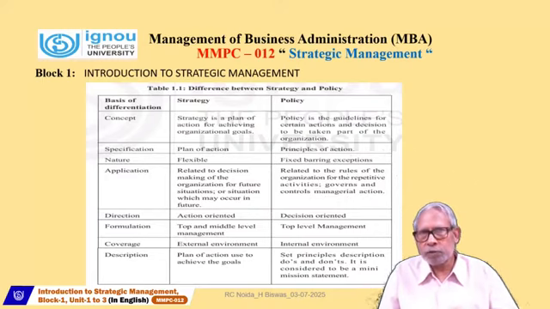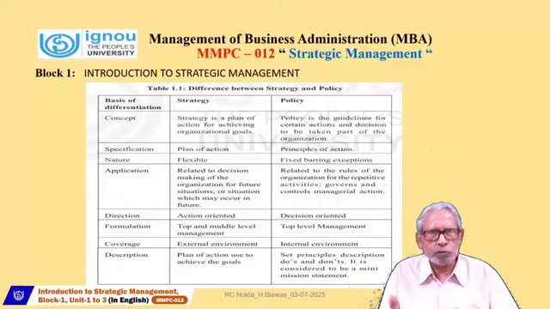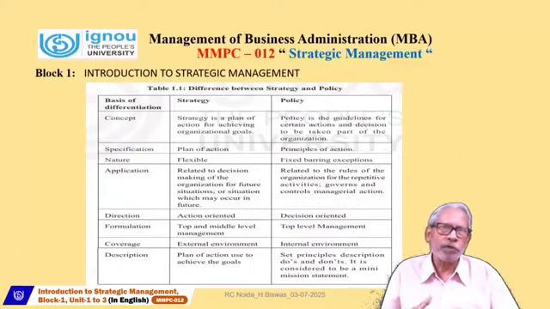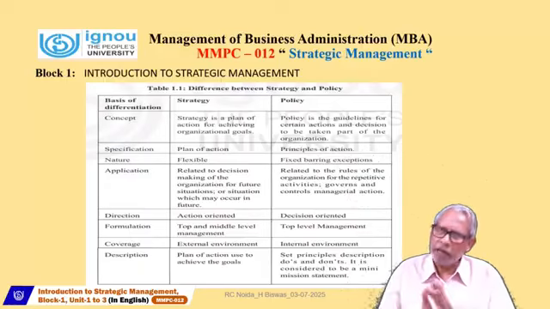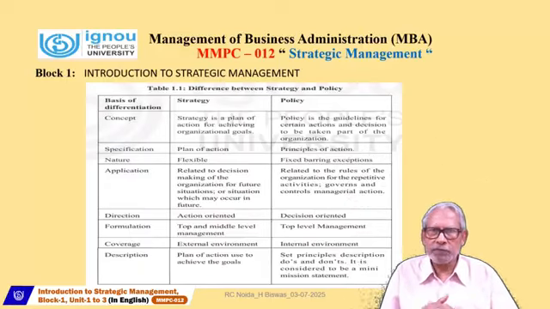Another difference, from the specification point of view: strategy is a plan of actions. Planned actions mean, okay, after 3 months what will we do? After that, what will we do? From where do I have to take the loans, how many people will be required, what type of strategy, what type of design should be there? Everything is basically planned action. But in the case of policy, there are principles of action. Some principles are already there, and you have to follow these things.